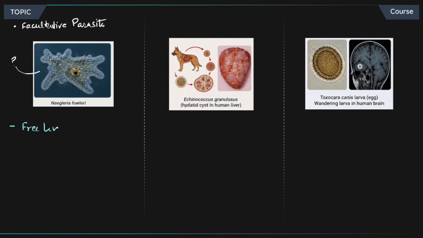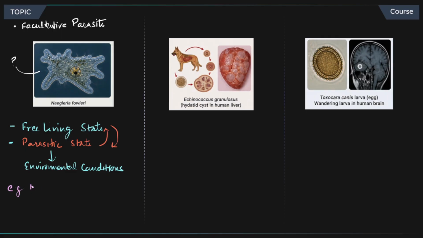It lives in a free state. So facultative parasite means it is going to live in a free state, but under some conditions, it can convert into the parasitic stage, and then it can come back to the free-living state. Right? So it's not an obligate parasite, it's a facultative parasite. Depending upon the environmental conditions, if they change, this parasite will change its nature. The example right over here is, again, Naegleria fowleri, also known as the brain-eating amoeba. It can cause serious infections in our brain. So that's the facultative parasite for you.